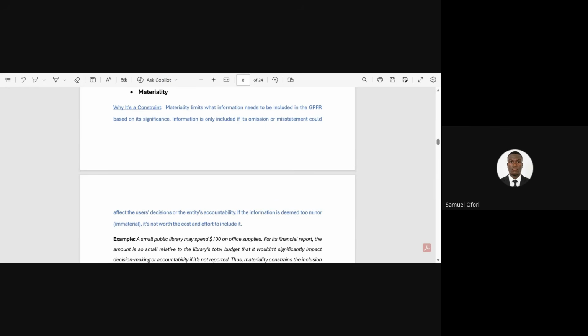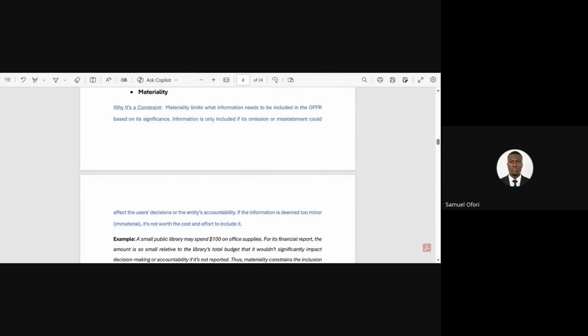So let's read what we have here again. Materiality limits what information needs to be included in the general purpose financial report based on its significance. Information is only included if its omission or misstatement could affect user decisions or the entity's accountability. Let's say you have excluded a $1 million expense, or even a 500,000 expense. It's going to increase the profit and it's going to influence decision making. Let's say your profit is overstated by $500,000. People will say, hey, you are doing well, meanwhile you excluded a particular transaction. But if the information is deemed too minor, it's not worth the cost and effort to include it. Okay, so that's the explanation to that.